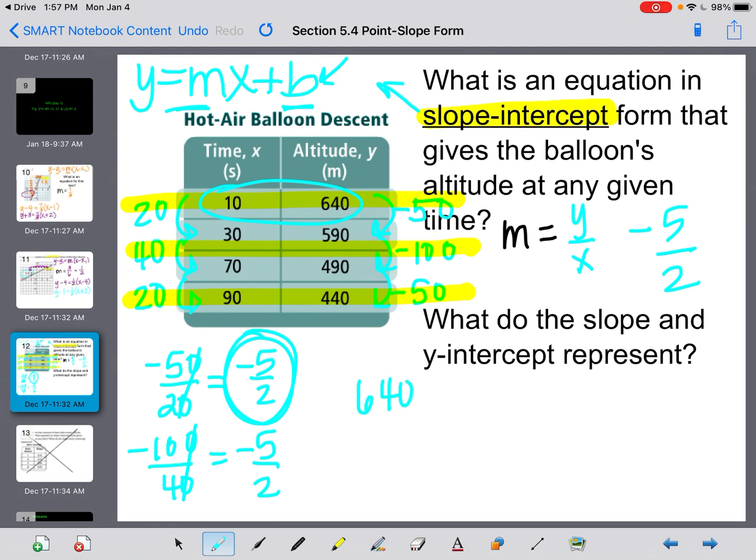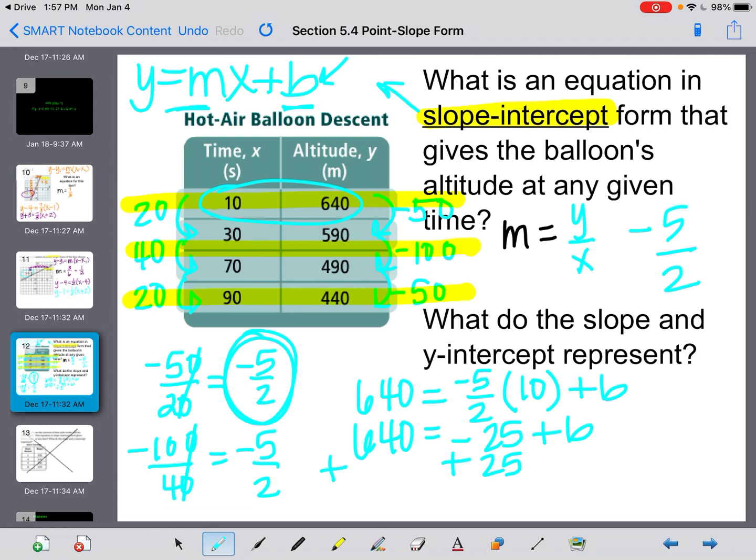So I'm just going to pick that first one because I need to figure out what my y-intercept is somehow. All right, so I'm going to plug those in. My y value is 640. My slope is -5 over 2. My x value is 10, and I'm just looking to solve for b. Okay, so if I did -5 over 2 times 10, that's like 2.5 times 10. So I have 640 is equal to -25 plus b. Then I have to add 25. So my y-intercept, or my starting point, is going to be 665 meters.